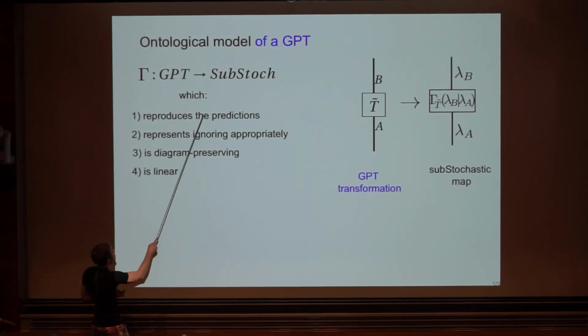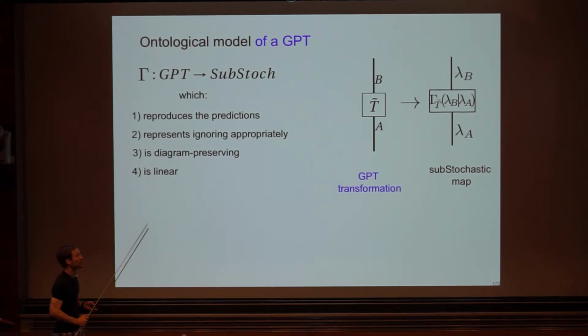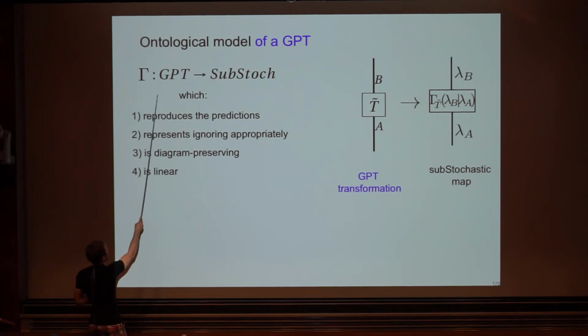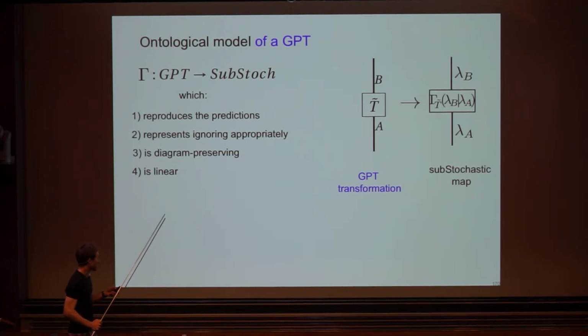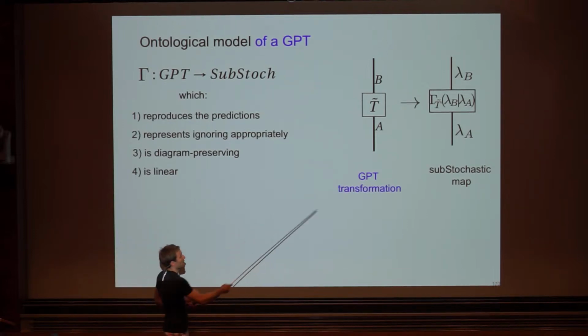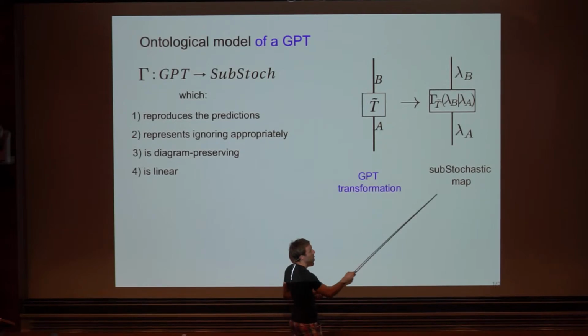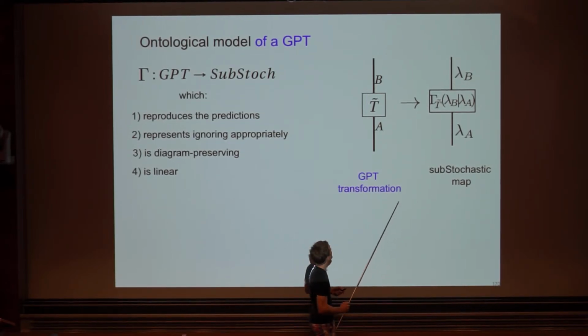The difference here is the domain of the map, right? Before, the map we were interested in was an operational theory, unquotiented. Now we're dealing with the case where the domain is the quotiented operational theory. And everything is pretty much the same, other than the domain of the map. We're taking GPT transformations now, and trying to map those into the substochastic process theory.